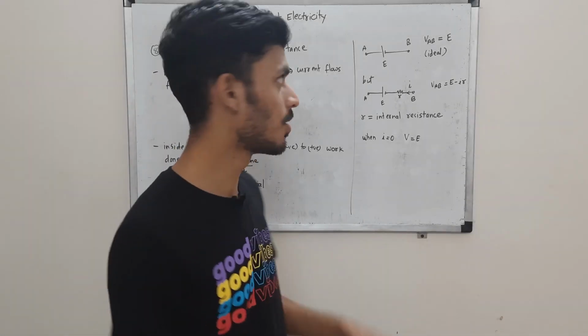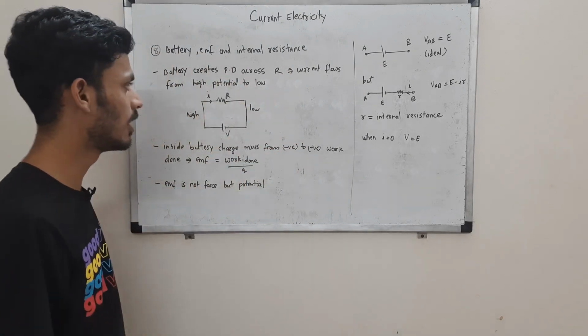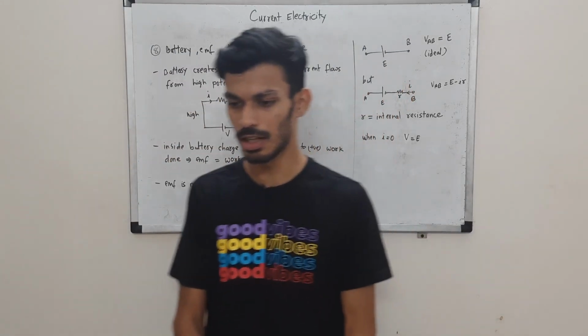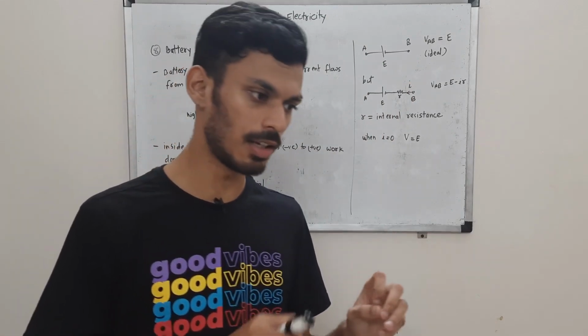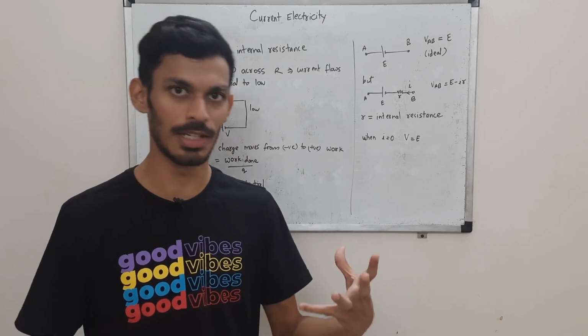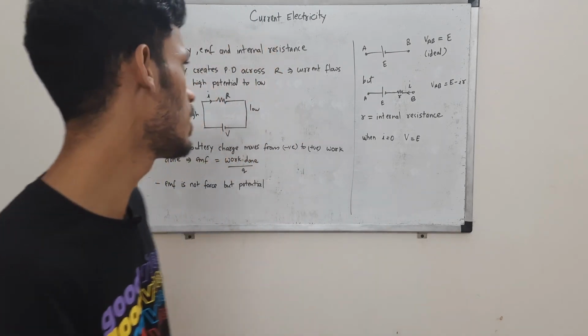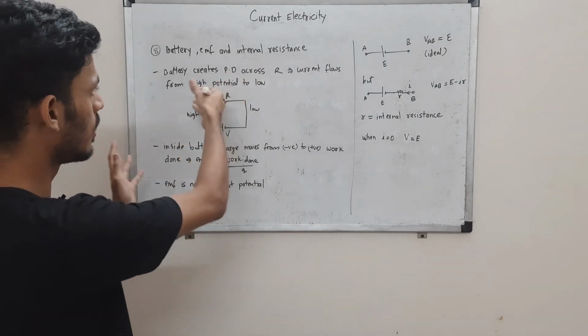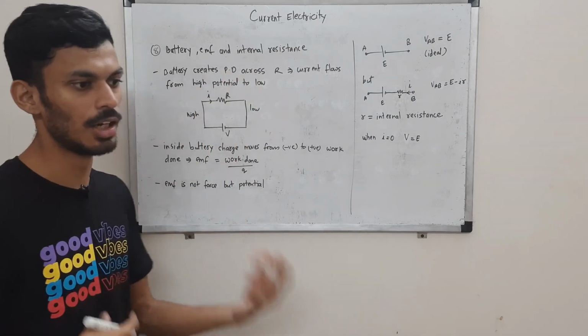And this terminology is on battery, EMF and internal resistance. Now the battery's basic purpose is to create a potential difference. We won't go into the chemistry of that. You'll learn about different batteries in your electrochemistry, in your chemistry lectures. Here the battery creates a potential difference across your resistor, and that will lead to current flow.